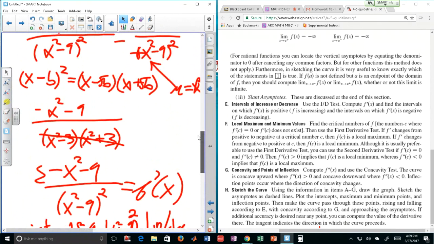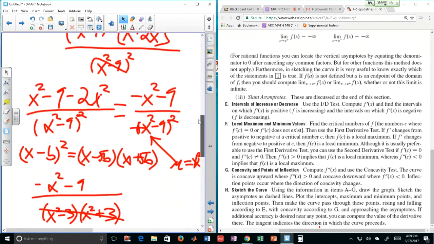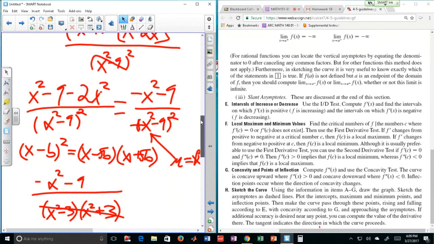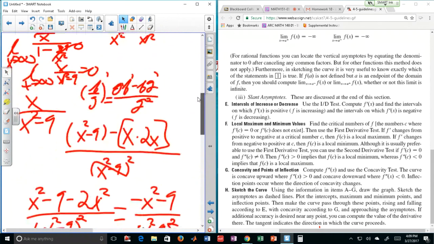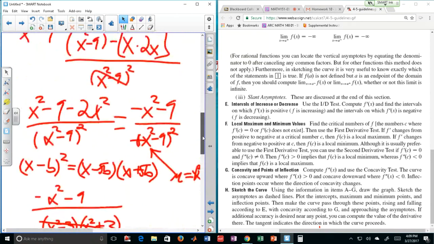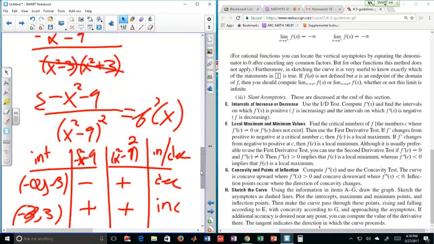I think the derivative was fine. Let's double check it. Did you put it in Wolfram Alpha or no? No, I could do that. All right, what was the original one? x over x squared minus 9. Okay. Derivative of x over x squared minus 9. And you got negative x squared plus 9 over x squared minus 9 squared. Oh, it's the same thing. It's just that they pulled out the negative. You got the same thing as them. That's fine.